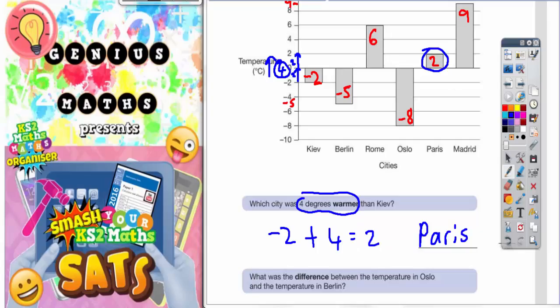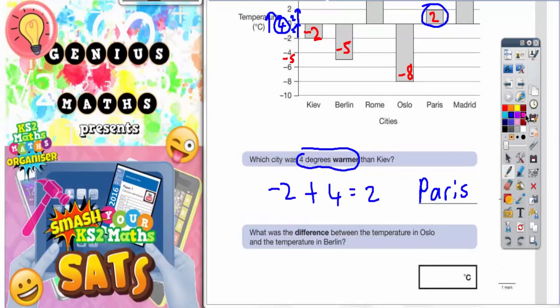There is another question. So what was the difference between the temperature in Oslo and the temperature in Berlin? Well, Berlin is -5 and Oslo is -8. So the question is, how do we get from -5 down to -8? Well, if the gap between 5 and 8 is 3, the gap between -5 and -8 is still 3. Even though they're both negative, you don't say that it's -3, because all we're looking for is the difference, the gap, and the gap is 3 degrees.